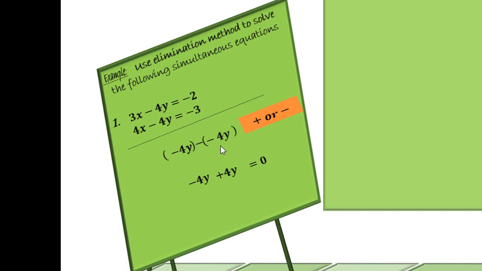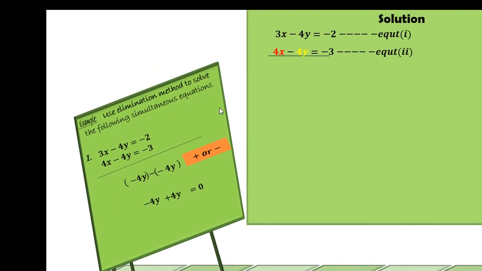Are you getting it now? So it means that negative sign is what we're going to use to eliminate 4y. So how do we do that? You just come straight here. You use the negative here.